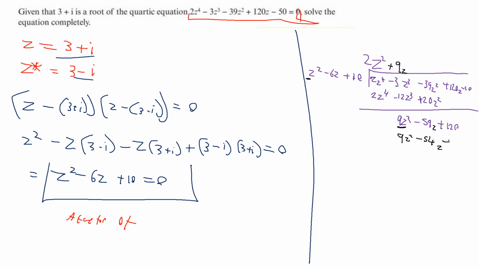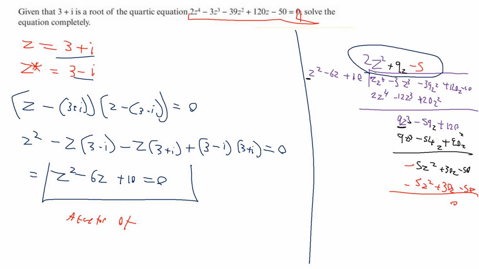So what we're left with is 5z squared plus 30z minus 50. And lo and behold, we need to multiply everything by 5 to get the last row as well. So it was 0. Now what we need to do is solve this one.